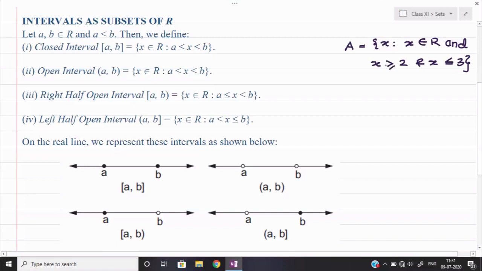So what can be the possible values here? First of all, the least possible value will be 2, because x can be more than or equal to 2. Then after 2, any value you can think of which is less than or equal to 3. For example, 2.1, 2.01, 2.2, 2.3, 2.31. There are many values. Actually, infinite number of values will come which can lie in the set A.